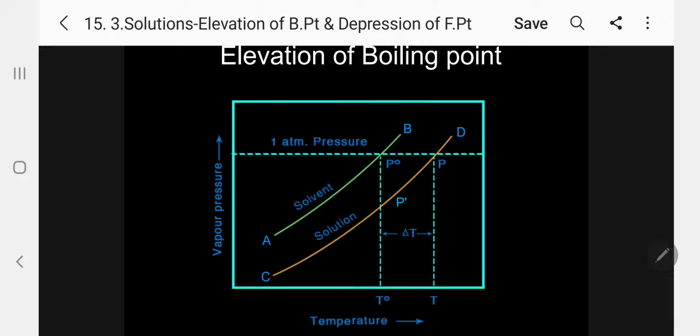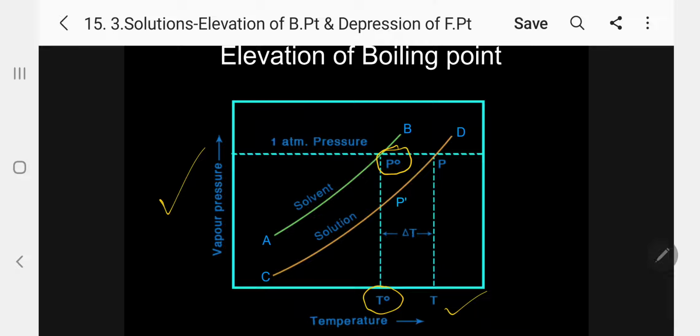To understand the elevation of boiling point, consider here vapor pressure plotted against temperature for a solvent and a solution. Take a known solvent: AB is the curve plotted for vapor pressure of the solvent, starting with A at a particular temperature and going up to the temperature T0. Kindly follow. So here P0 is the vapor pressure of pure solvent, and we are interested only in T0.